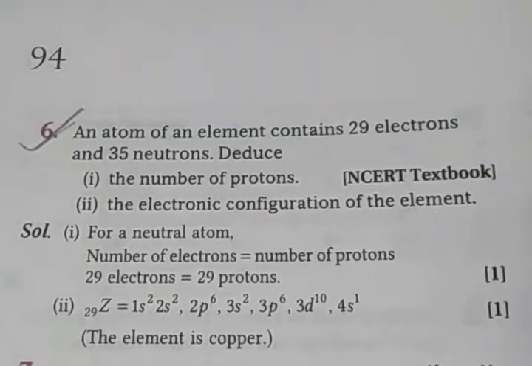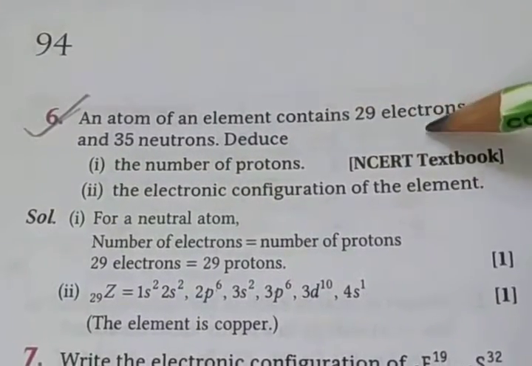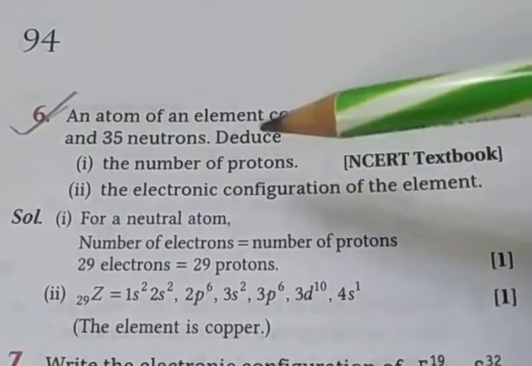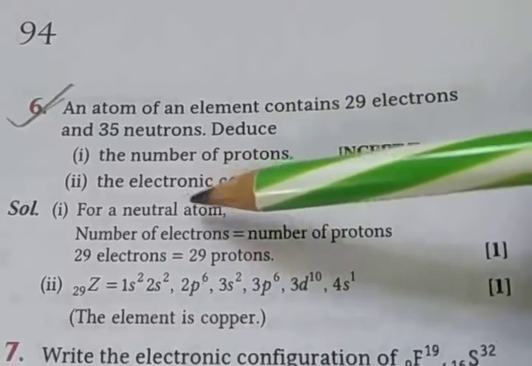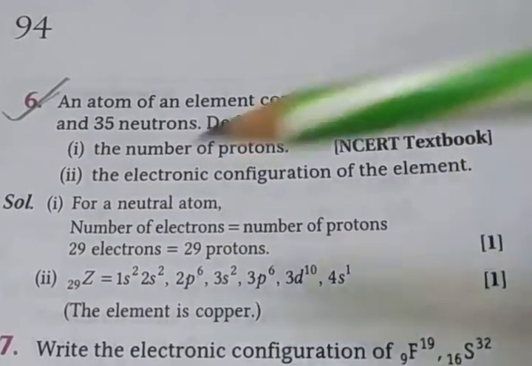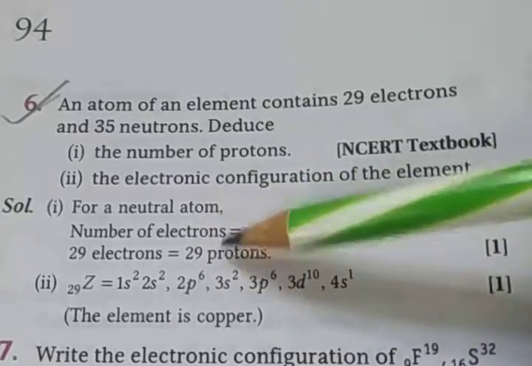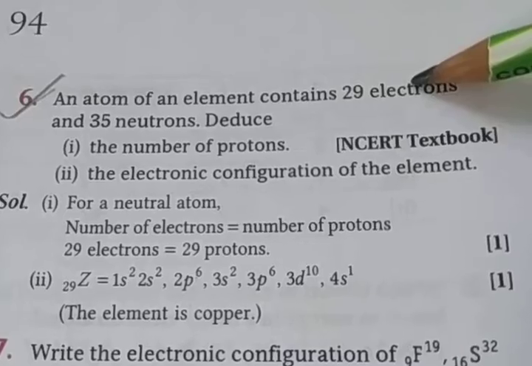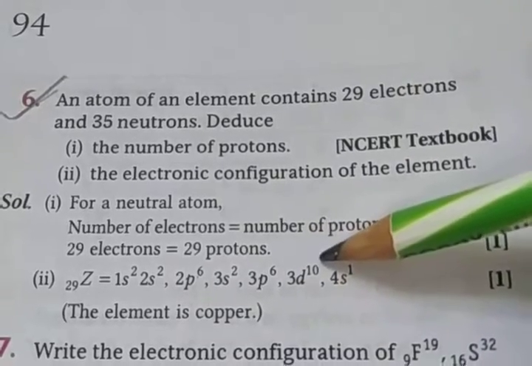Next question is, an atom of an element contains 29 electrons and 35 neutrons. Deduce the number of protons. For a neutral atom, the number of electrons is equal to the number of protons. Here 29 electrons are given, so that means 29 protons.